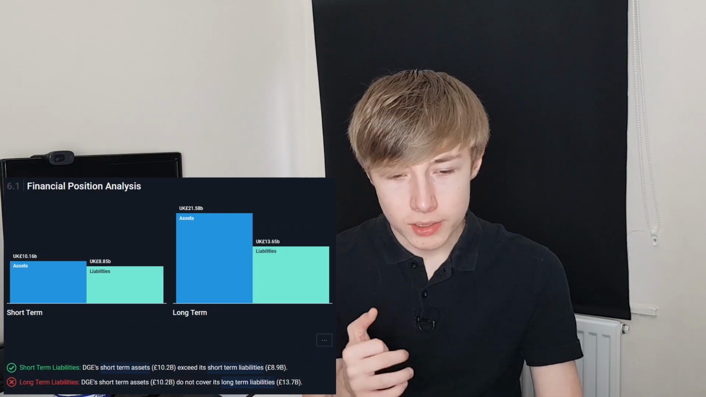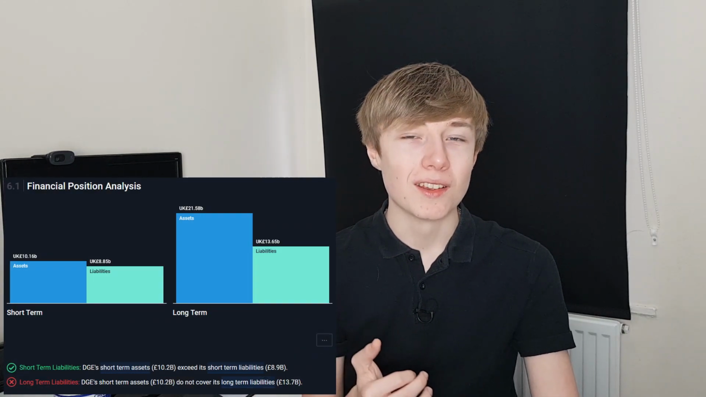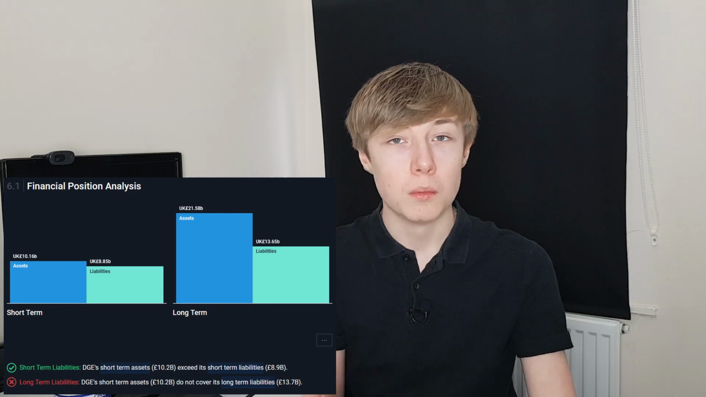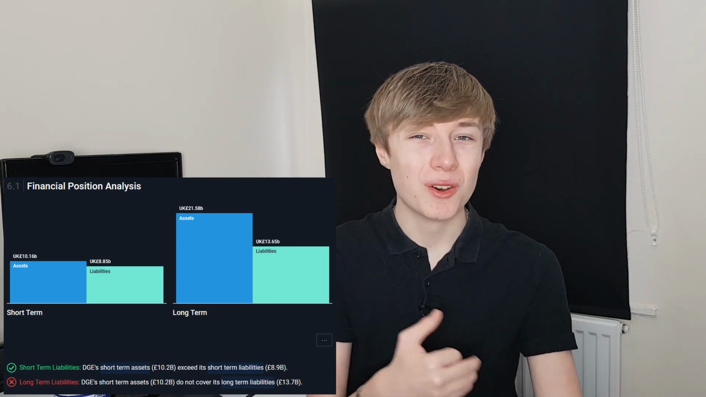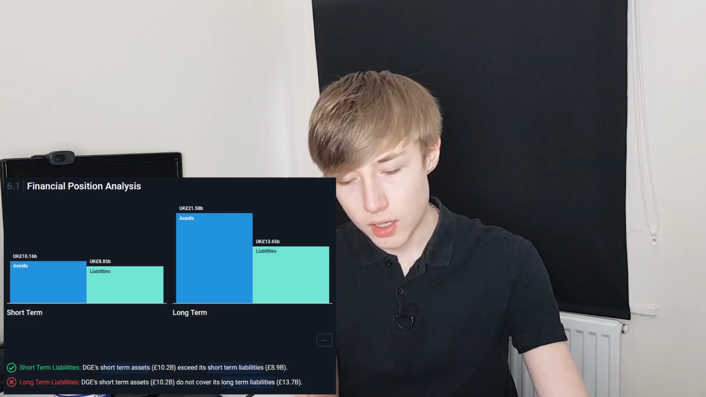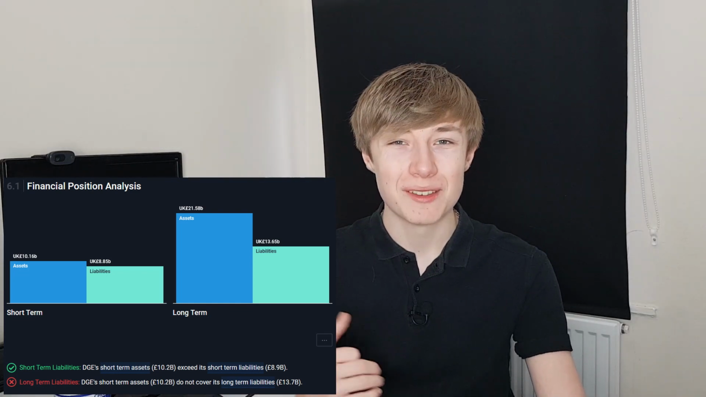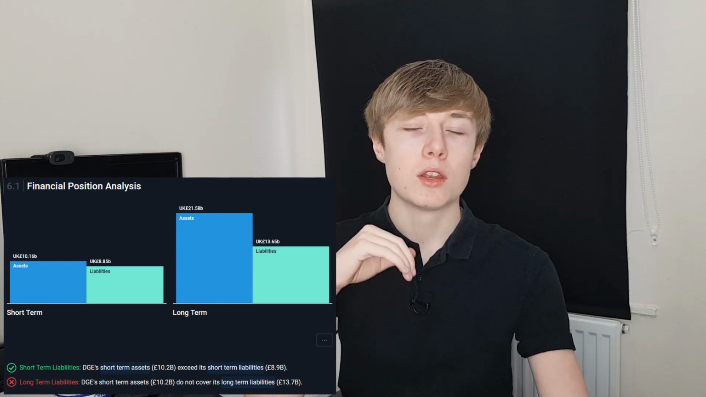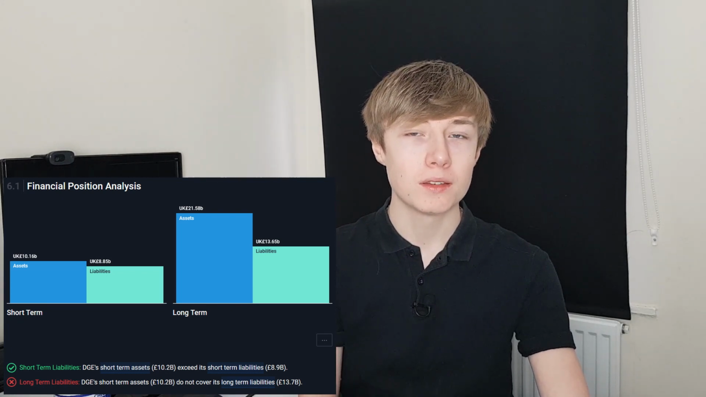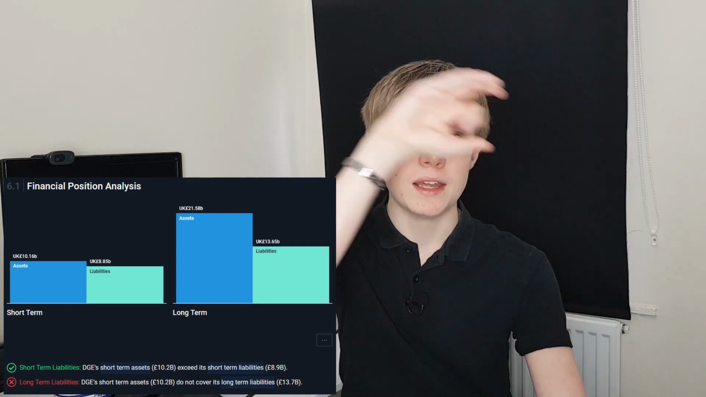You can clearly see that their short-term assets are larger than their short-term liabilities, which is good. It means if needed, they can pay off their debts in the short term. However, their longer term assets will be things like their factories, their buildings, things that they don't necessarily want to sell. So they don't really want to liquidate their long-term assets. So they want to use short-term assets to pay down their liabilities.